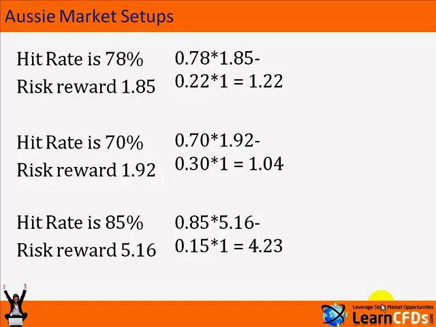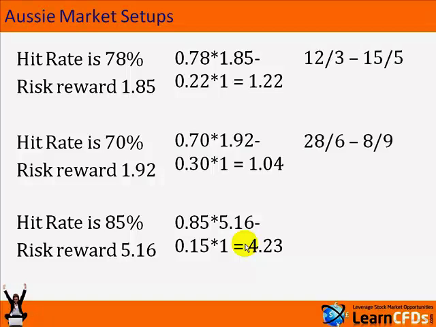Now, if you've watched the video on hit rate and risk reward, you'll see that the profitable opportunities can be identified in the Australian market. Here we have a hit rate of 78%, risk reward of 1.85. Down here, hit rate 70%, risk reward 1.92. And this last one's very strong, hit rate of 85%, risk reward of 5.16. And what that means is, for a $10,000 investment, you return $42,300 profit if you follow this last setup on average.